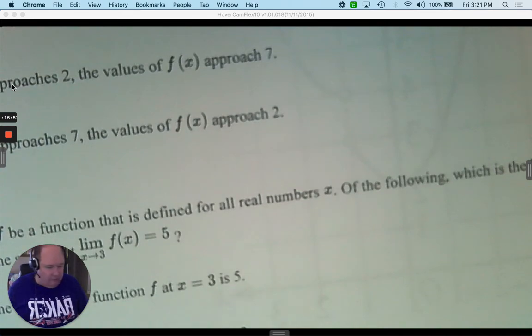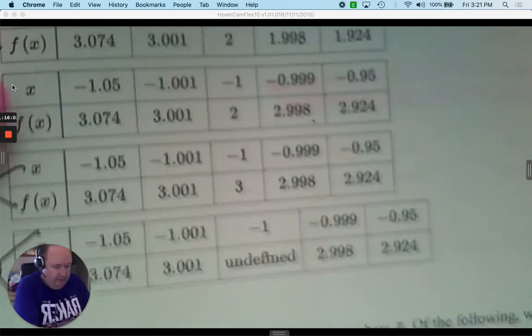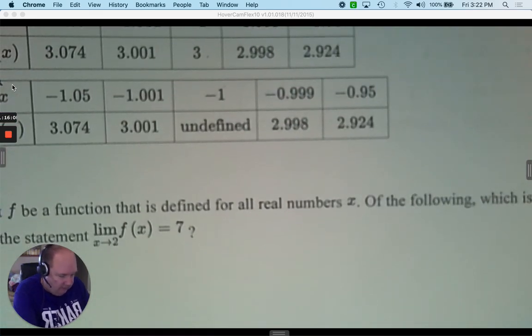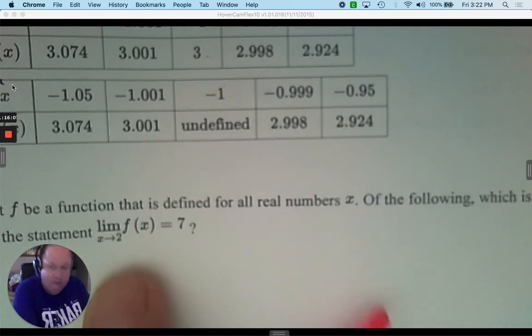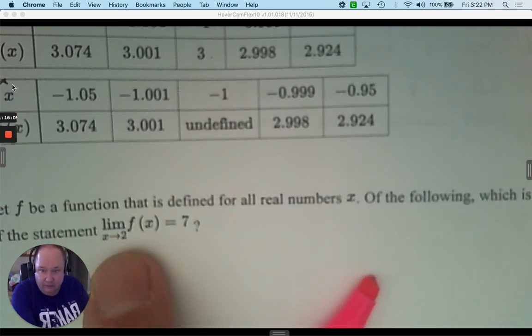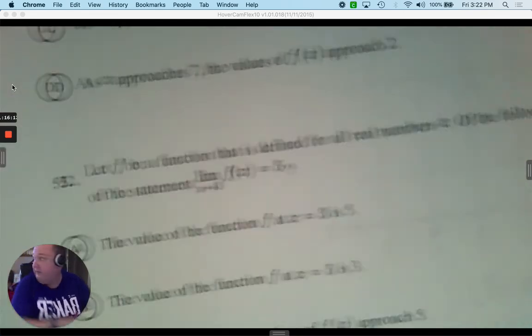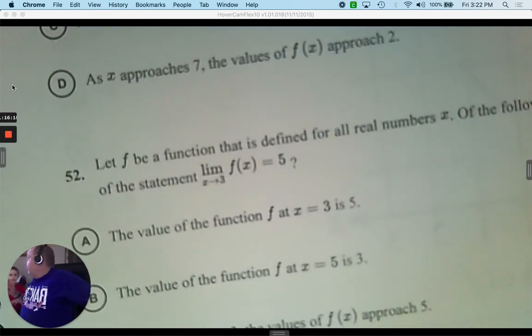3 more questions. So for 51, let f be a function defined for all real numbers. Which is the best interpretation of this? The limit as x approaches 2 is equal to 7. Which is the first one?